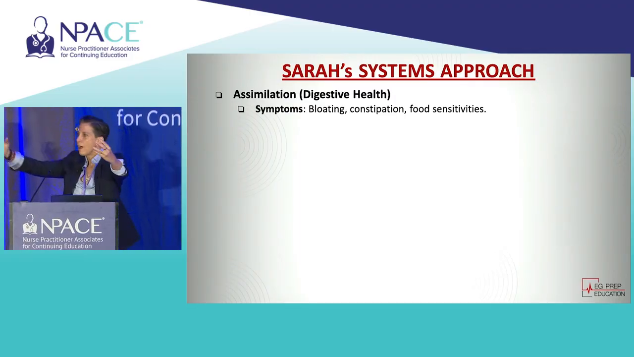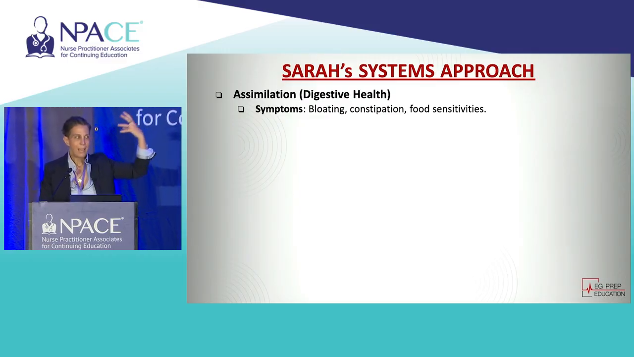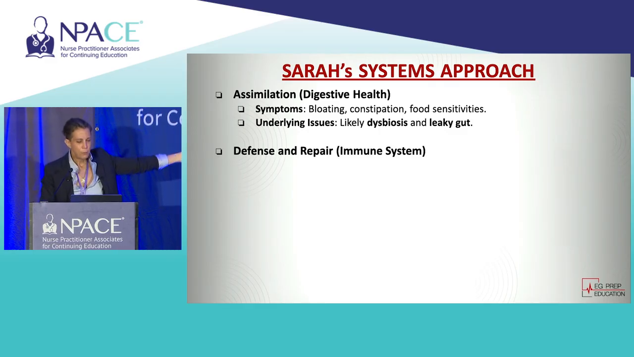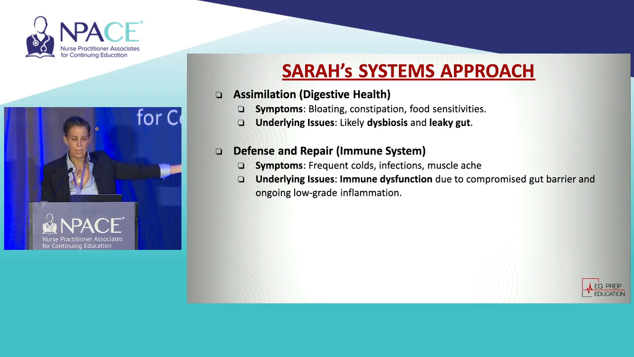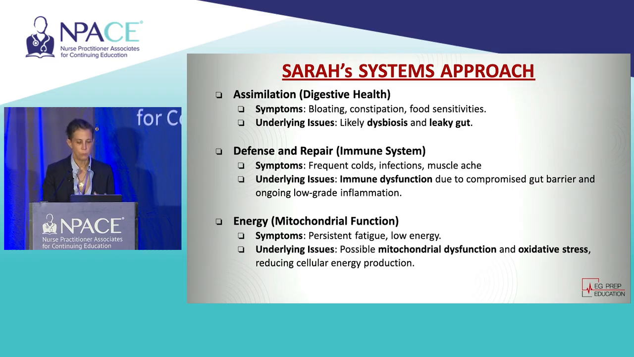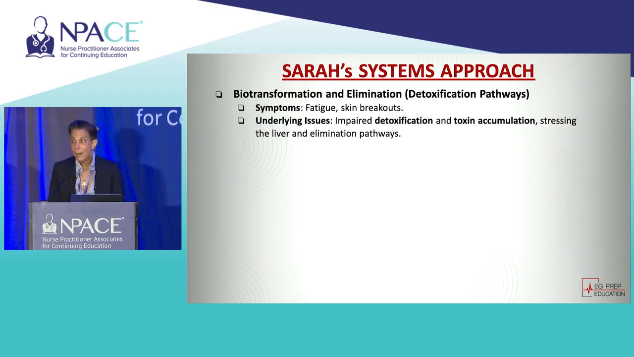So now we apply what we just learned, our systems biology approach, right? So we have an assimilation issue, right? Because of bloating, constipation. And we're going to learn about dysbiosis and leaky gut. Now we know she has a defense and repair issue because her immune system's shot. She has muscle aches. She has frequent colds. We know she has an energy issue, right? A concept that doesn't even exist in conventional medicine. Persistent fatigue, low energy.